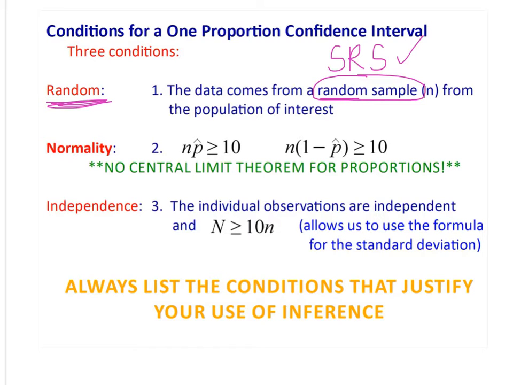The second condition is my normal condition. Well, we've talked about for proportions to be normal, n times p hat has to be greater than or equal to 10, and n times 1 minus p hat has to be greater than or equal to 10. This condition tells me, is my sample large enough?